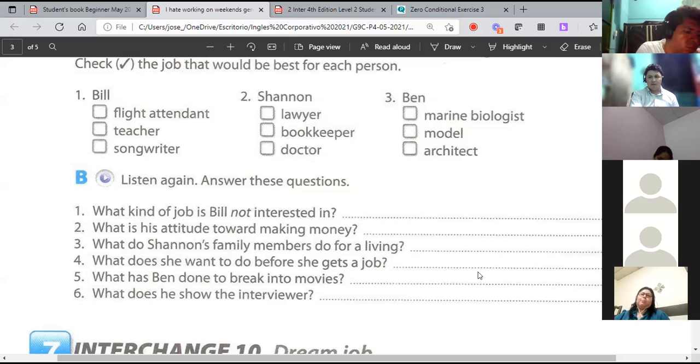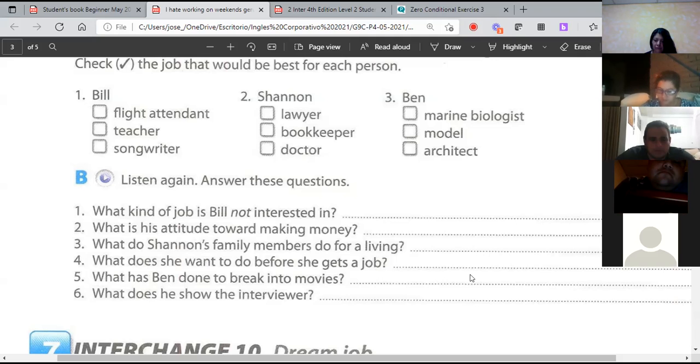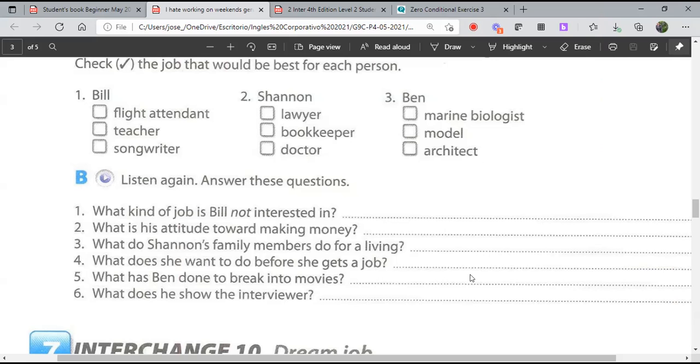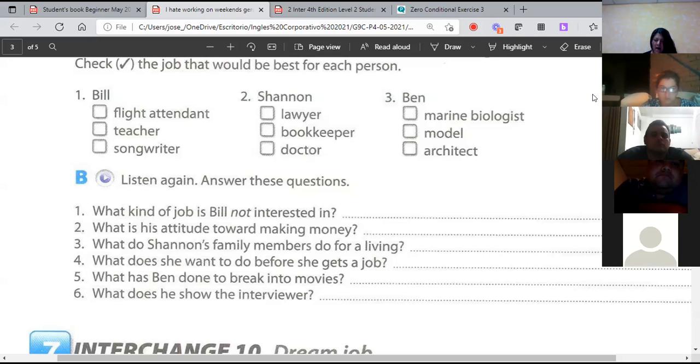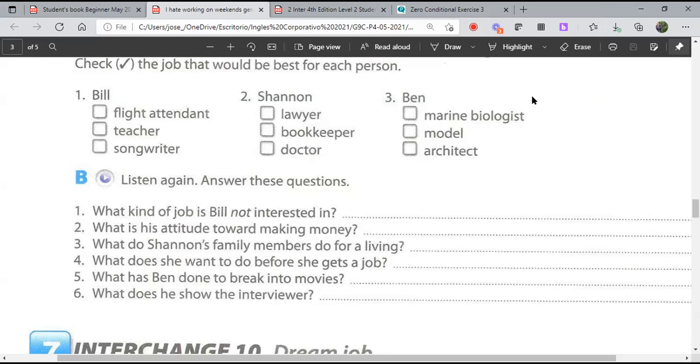What about Ben, my friends? Somebody else that has not participated? Let me ask over here. Mr. Jimenez, what has Ben done to break into movies? Break into movies is, I would say, to be successful in movies or to have an opportunity in the movie industry. Llegar al estrellato, right?